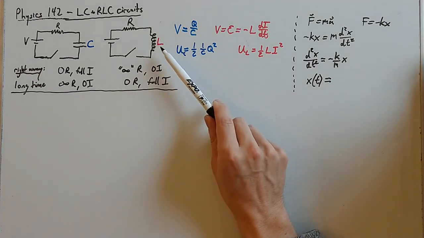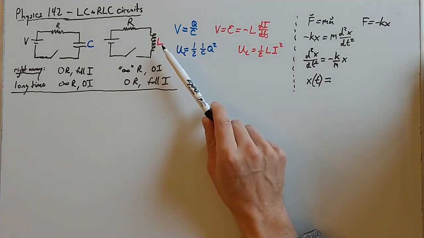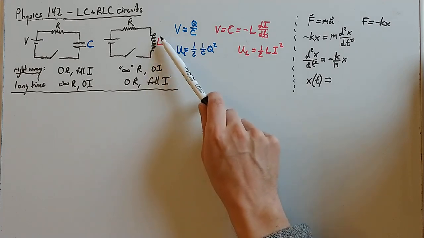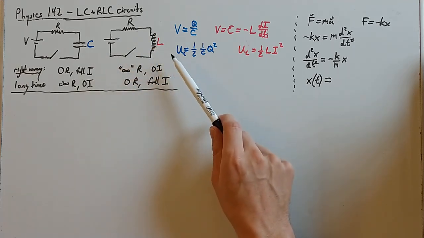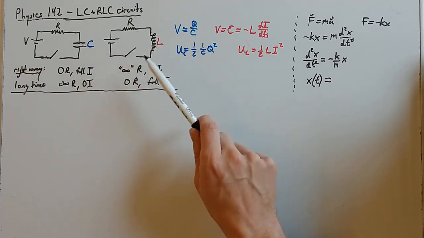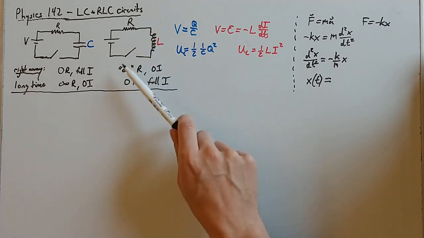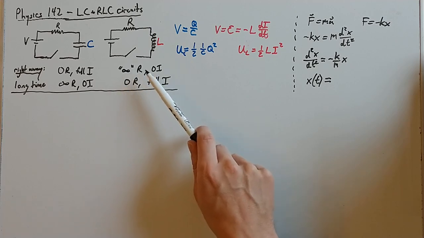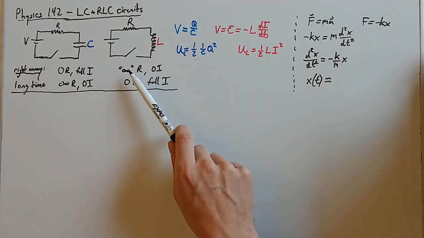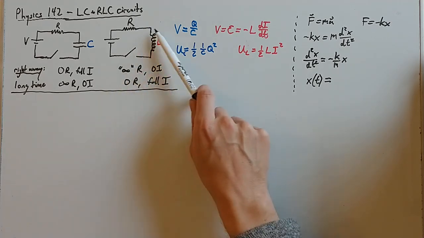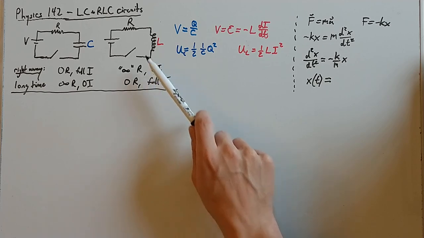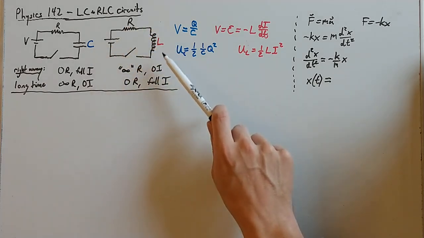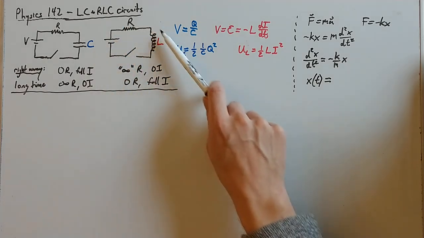Inductors, on the other hand, work the opposite way. For the inductor, right after you close the switch, there's a big change, and inductors don't like change. They fight change, and so they're going to resist that change as best they can. So they're going to function as effectively an infinite resistor, and there's going to be very little current in this system right at the beginning. But after a long time, the current's going to slowly build up.